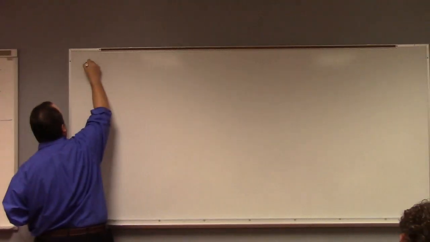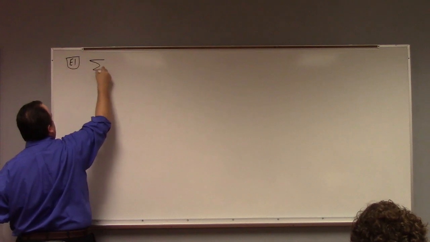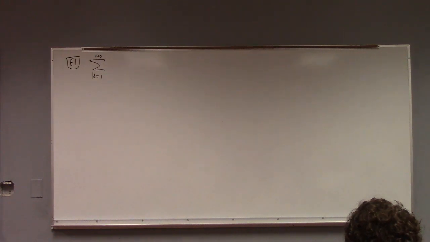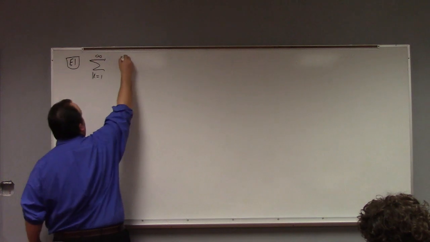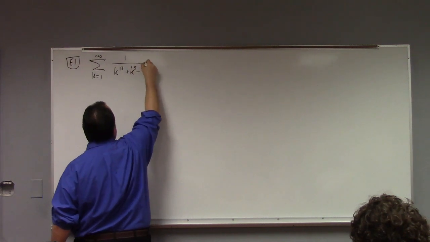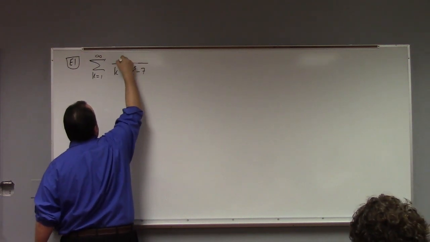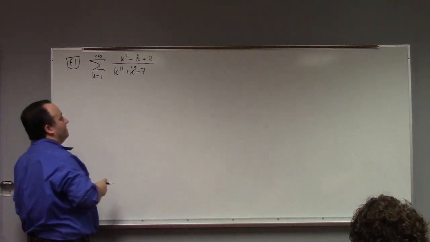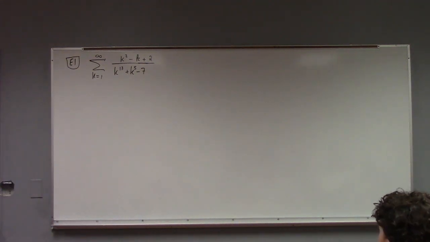So example one, suppose you're up against the sum k equals 1 to infinity of k to the 13th plus k to the 5th minus 7, over, let me make it more interesting than notes, k squared minus k plus 2. So this is a totally obnoxious problem, right? Given our previous techniques, like applying the direct comparison test directly here, you could do it, but it would be a real hassle because there's addition and subtraction, right?